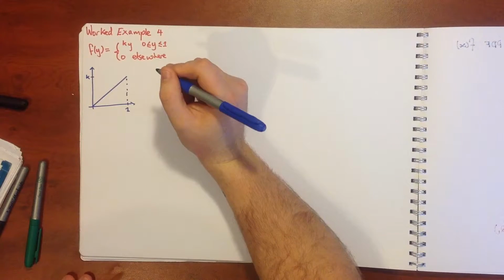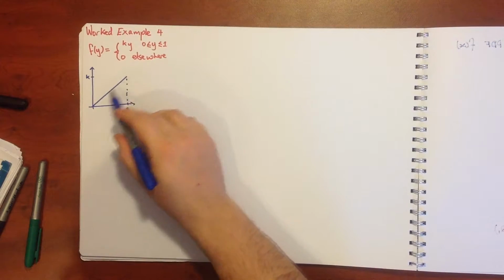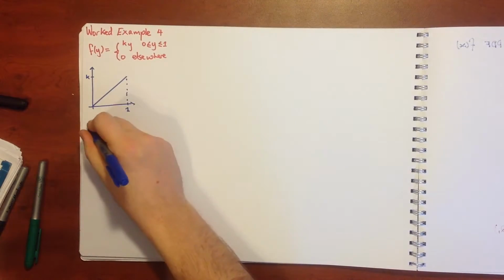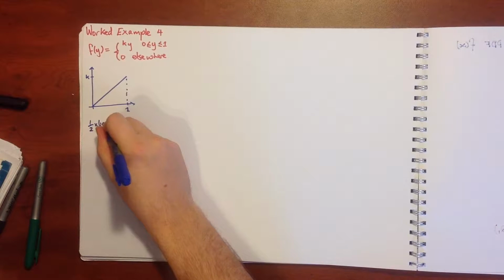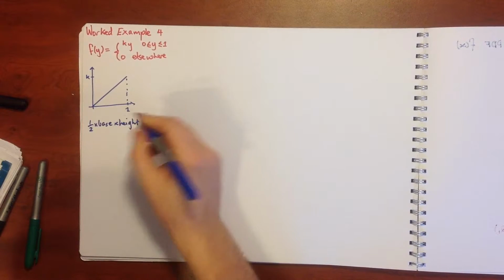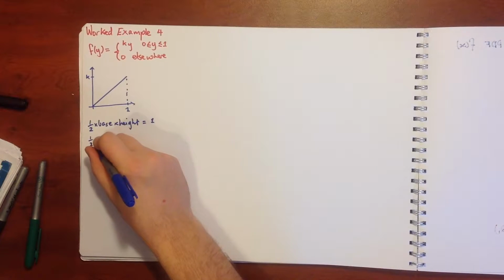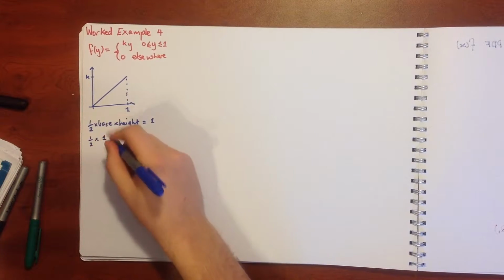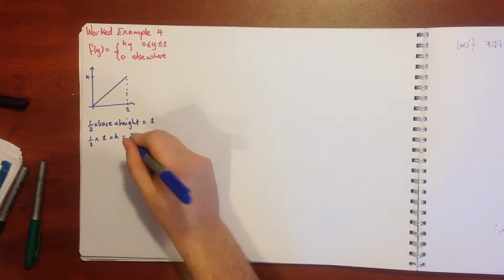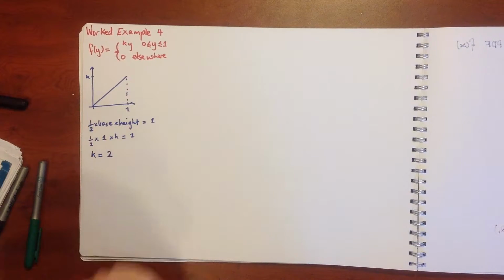Okay, so that's our graph there. For part B, we're going to find the value of k. Well, the area under here has to equal 1. So we can just do our area of a triangle and say half times our base times our height. Our base has to equal 1, so our base is 1 and our height is k, and that equals 1. So we can say a half k equals 1, so k will equal 2.